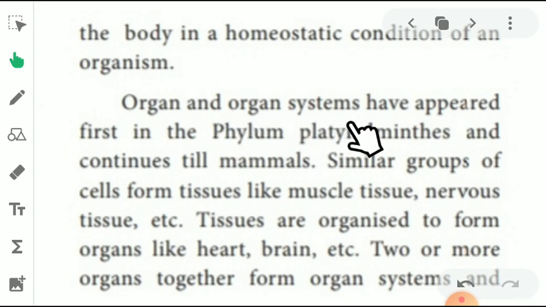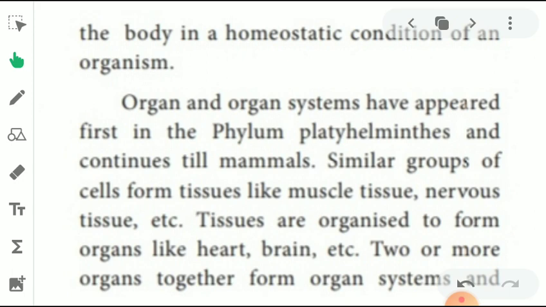Organs and organ systems appeared first in the phylum Platyhelminthes. Platyhelminthes we studied in Unit 17, Phylums. Many phylums we studied. Phylum Porifera, phylum Coelenterata, phylum Platyhelminthes, that is the third phylum. The phylums continue up to mammals. The organ systems are developed.